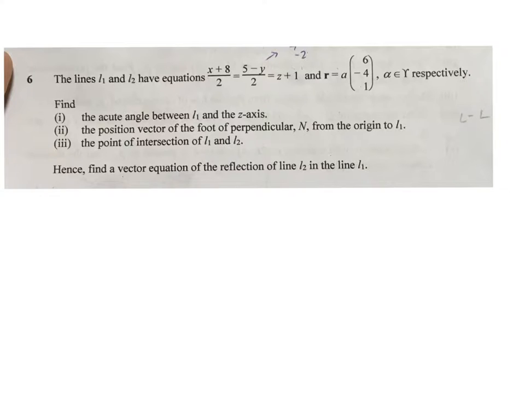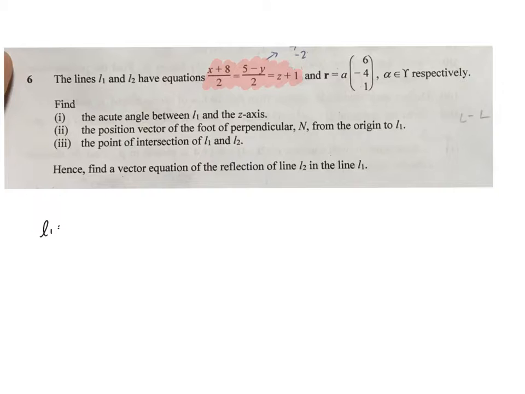To find an acute angle between line 1 and the z-axis, this is very straightforward. It's just an application of the formula. We need the direction vector of the line as well as the direction vector of the z-axis. Line 1 is not in Cartesian form, so it's not easy to identify the direction vector. It will be better to set this up in parametric form so that we can identify the direction of the line better.